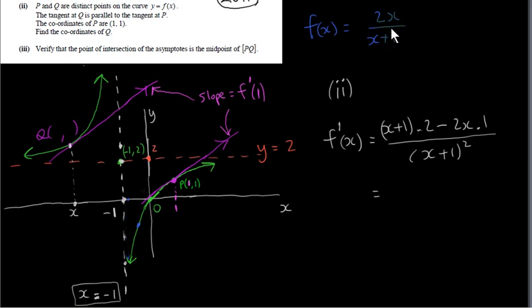So we need to differentiate this function here. This function is a quotient. It's got the form u over v, so we use the quotient rule.